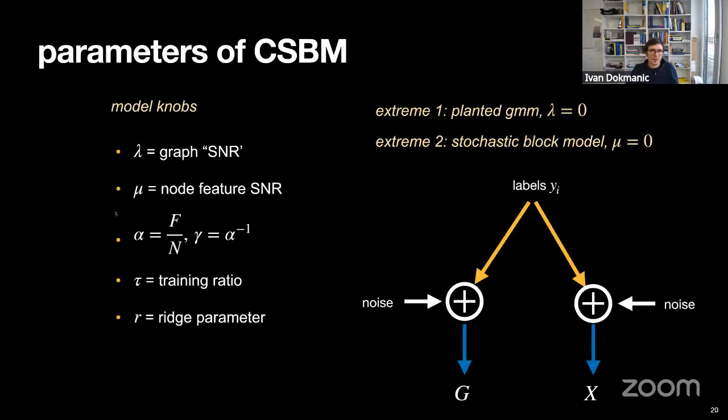All right. And so just to summarize, what are the knobs that we now have in our analysis that we can hopefully analyze? Well, there's the graph SNR, lambda, that also is signed. There's the feature SNR, mu. We have alpha, which is the ratio of the feature dimension to the size of the graph, and its inverse gamma. Tau is what percent of vertices we know the labels for, and there's some regularization parameter, which is less important. And two extremes: if graph SNR is 0, we get a GMM. If feature SNR is 0, we have a stochastic block model.